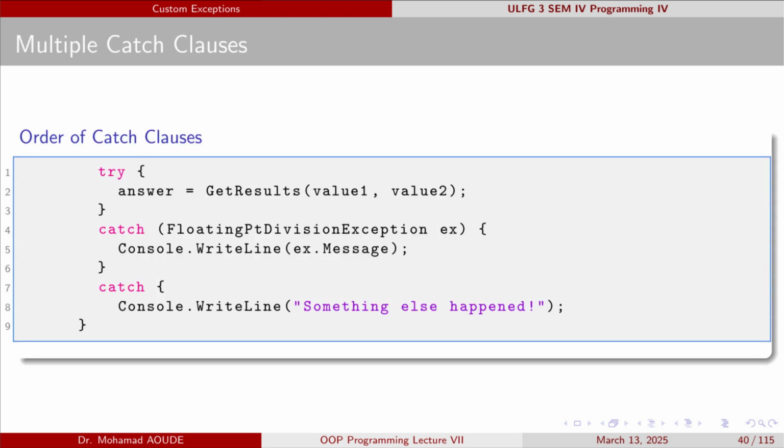Here we see exception filtering in action. First we try to call getResults. If it throws FloatingPointDivisionException, we catch it and handle accordingly. Any other issue is caught by the fallback catch block. This layering makes our error handling precise but comprehensive.